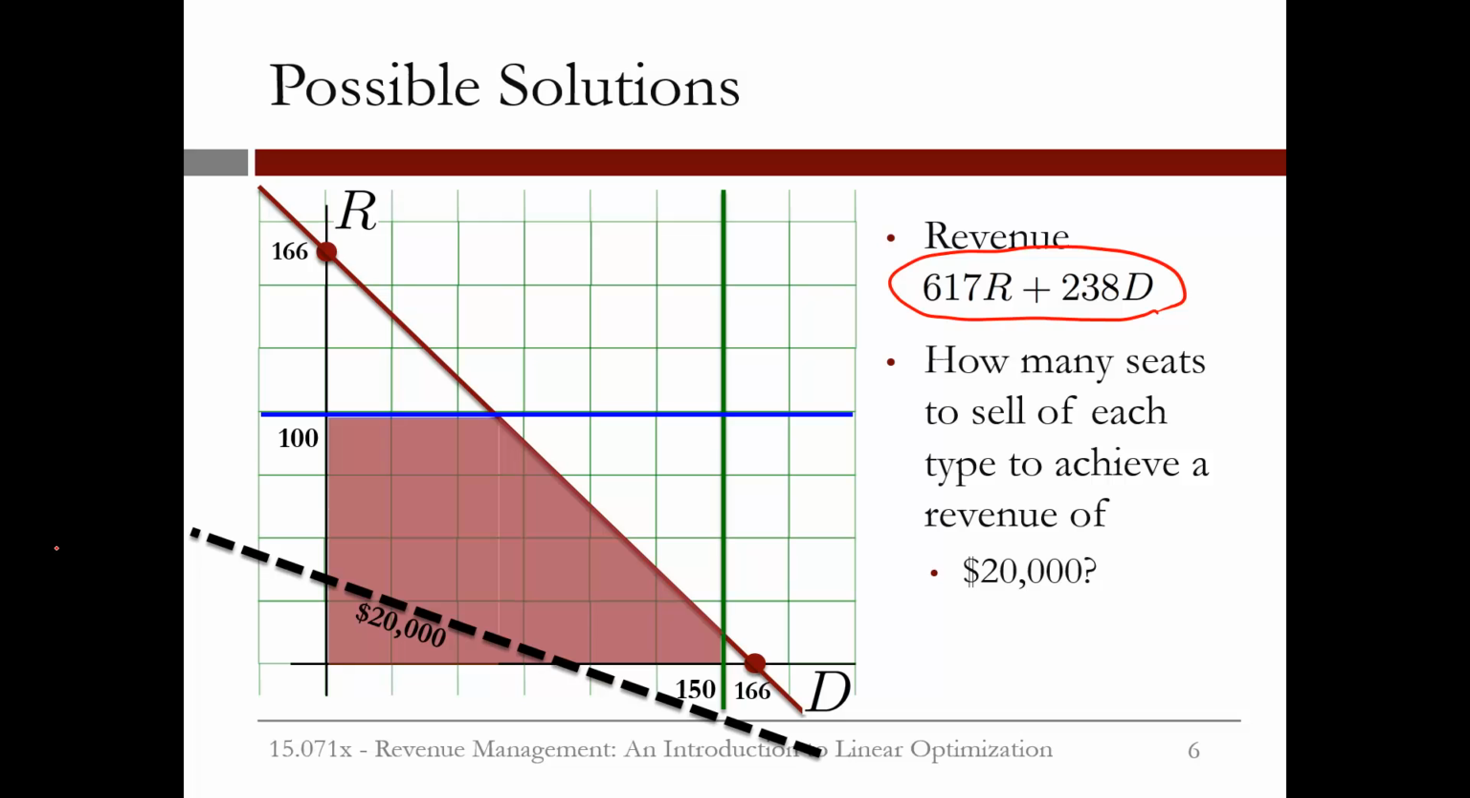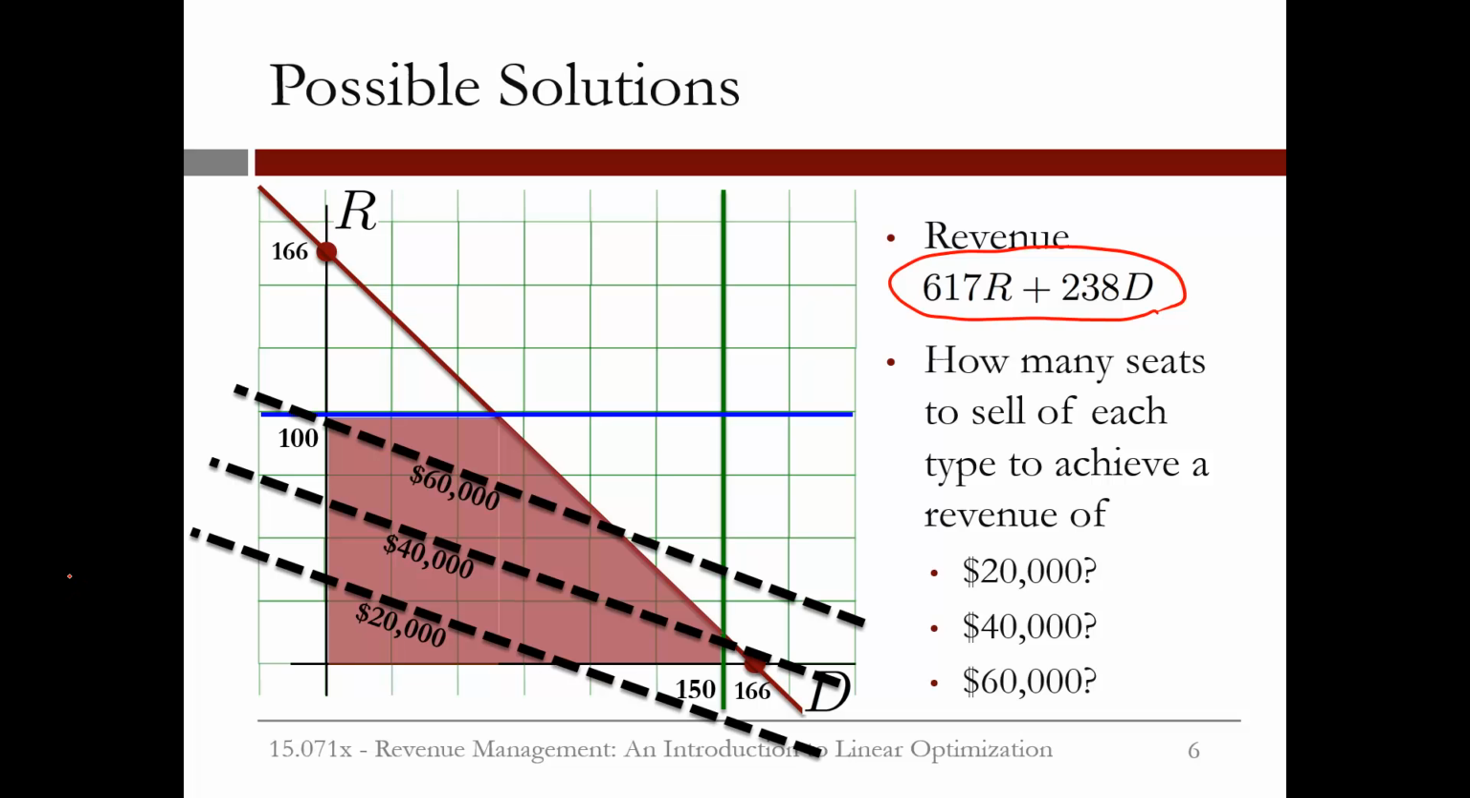So to know how many seats we should sell to achieve a certain revenue, we can see different values of this line. So to achieve a revenue of $20,000, our solution has to be somewhere on this line in our feasible space. To achieve a revenue of $40,000, our solution has to be somewhere on this line in our feasible space. And to achieve a revenue of $60,000, our solution has to be somewhere on this line in our feasible space.